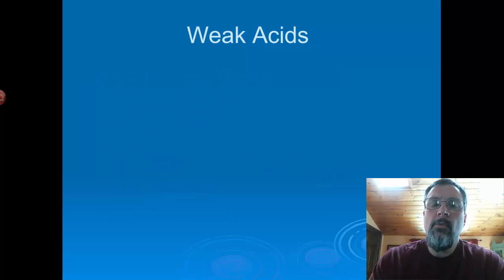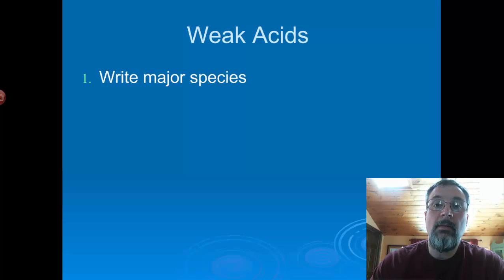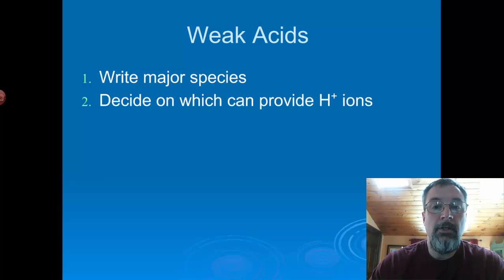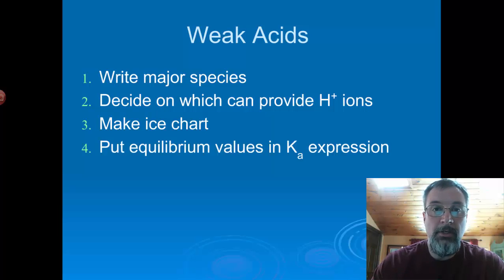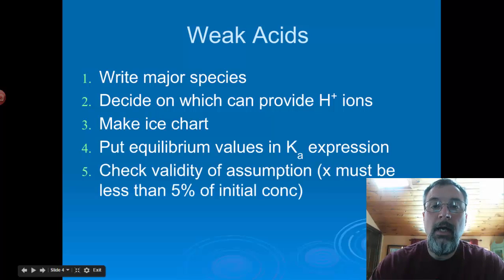Now for weak acids, it's different because weak acids don't completely dissociate. Their equilibrium generally will lie pretty far to the left. And since they're at an equilibrium position, that means we're going to have to use an ice table, right? Again, you want to write the major species involved, and you want to consider which species contributes the most to H+ concentration. Then you make an ice chart, you use your initial concentrations, you figure out your equilibrium concentrations, you put your equilibrium values in a Ka expression, and you solve for x as usual.